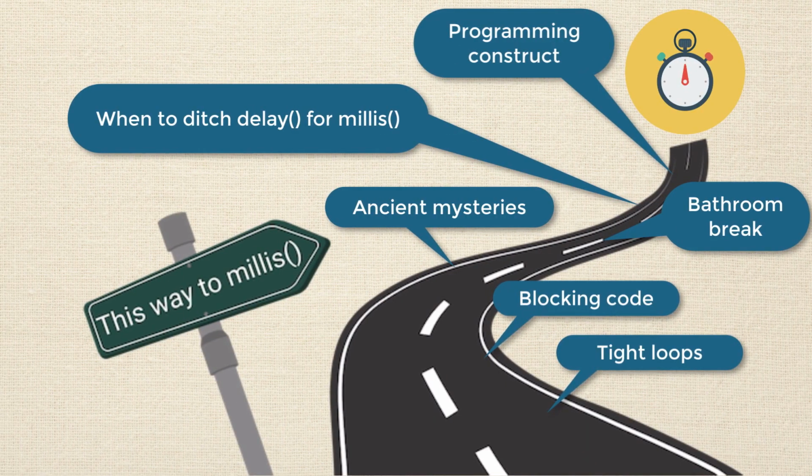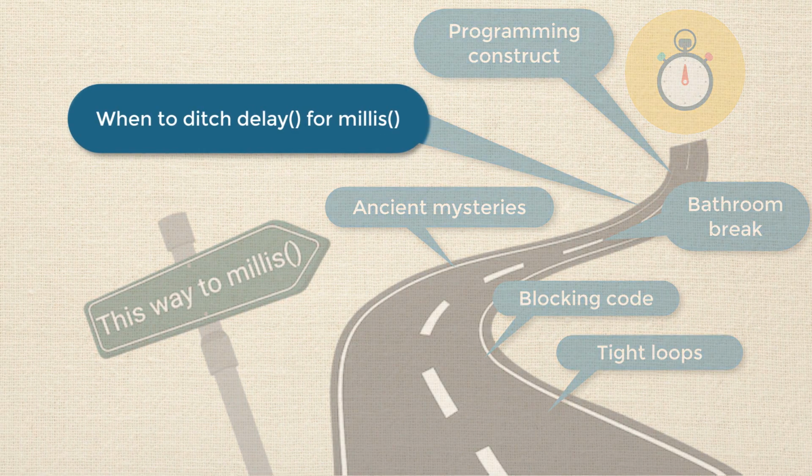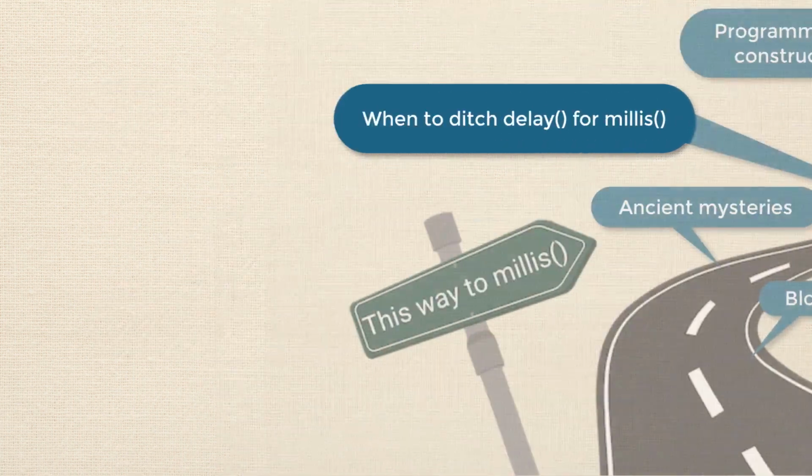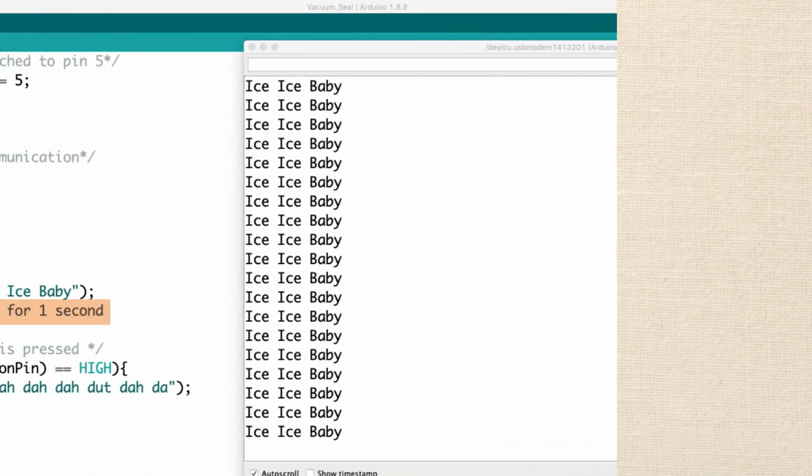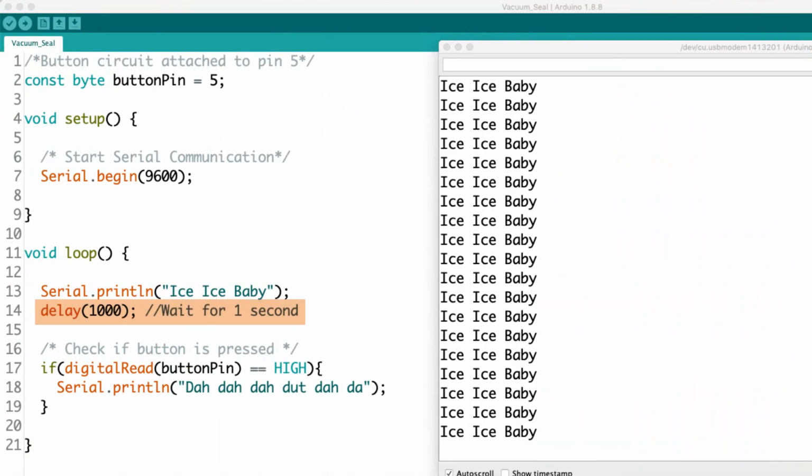Now, in the next lesson in this series, we're going to identify where this really becomes an issue. You'll learn when it makes sense to use the delay function in a program and when it's time to switch to using the millis function. So let's do a quick review. First, we talked about the tightness of a loop, and we said that the tightness of a loop is relative. It depends on what your application is. Then we talked about blocking code, or code that blocks. Essentially, it's a generic term we can give to code that's going to take some time to execute, that's going to stop other parts of our program from running while it executes.